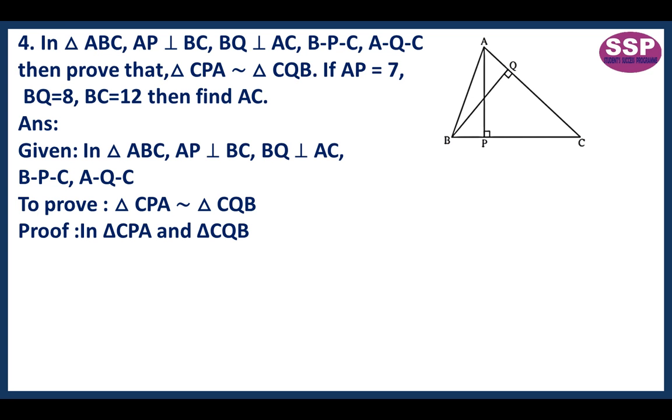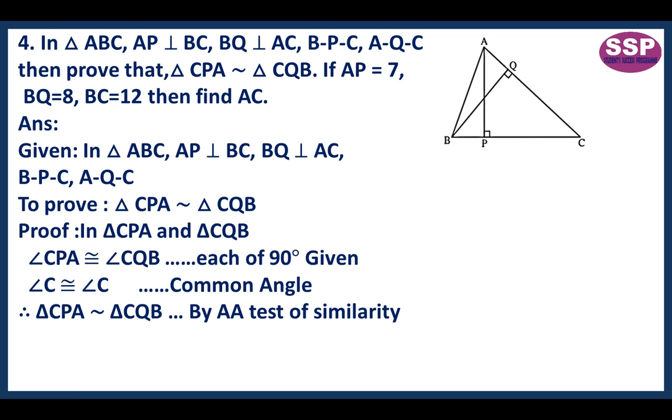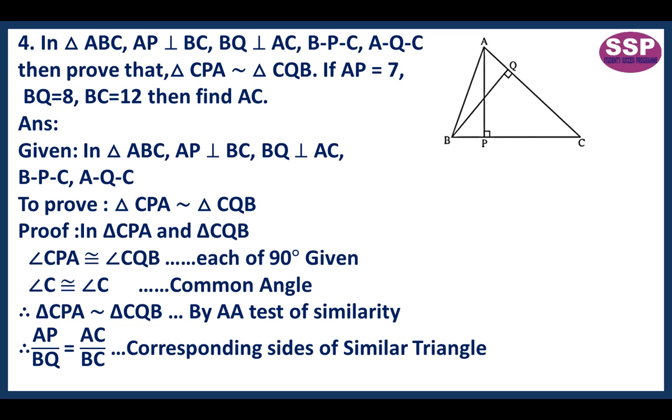In triangle CPA and triangle CQB, angle CPA congruent to angle CQB, each of 90 degrees, that is given. Angle C congruent to angle C, common angle. Therefore, triangle CPA is similar to triangle CQB by AA test. As the triangles are similar, their corresponding sides are in proportion. Therefore, we can write AP upon BQ is equal to AC upon BC. Putting the values, we get 7 upon 8 is equal to AC upon 12. On simplification, we get AC equal to 10.5.